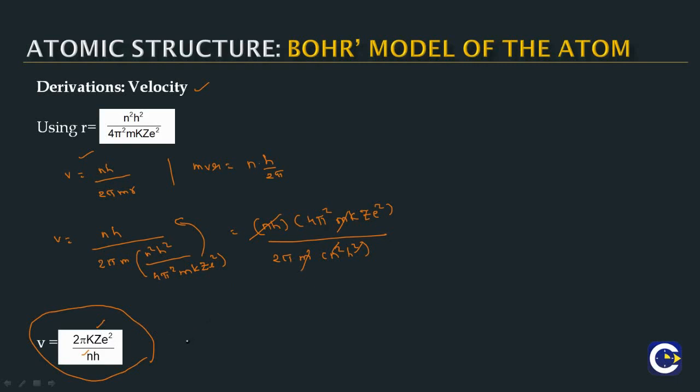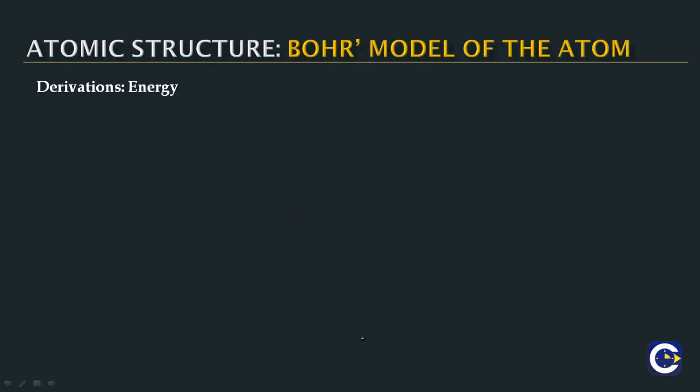On substituting the values, we will get the velocity equal to 2.18 into 10 power 6 meter per second into Z by n. So the parameter in case of the radius is n square by Z, and the parameter in case of the velocity will be Z by n. So this formula gives the velocity of the electron in the orbits. Depending upon the Z value and the n value, the velocity of the electron will be changing. So this is the expression for the velocity of the electron in the orbit.